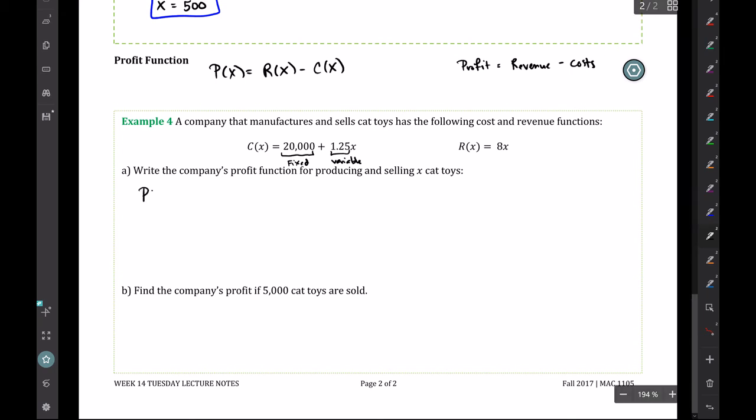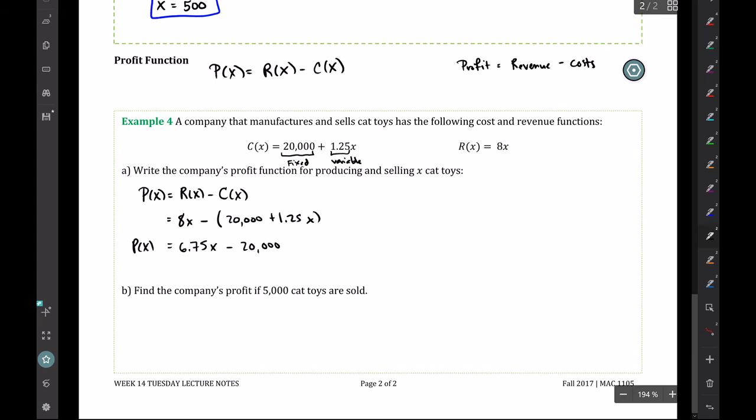Well, that would be profit is revenue, so R of x minus C of x, which is cost. So we have 8x minus (20,000 plus 1.25x). So 8x minus 1.25x would be 6.75x minus 20,000. Okay, that's our profit function.